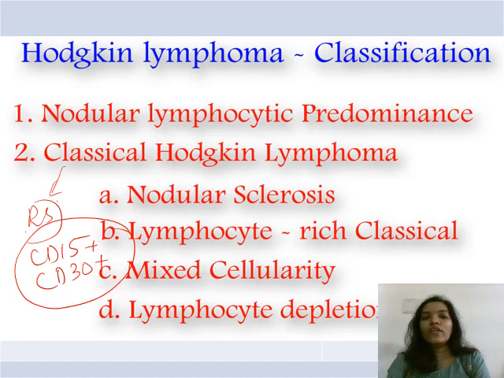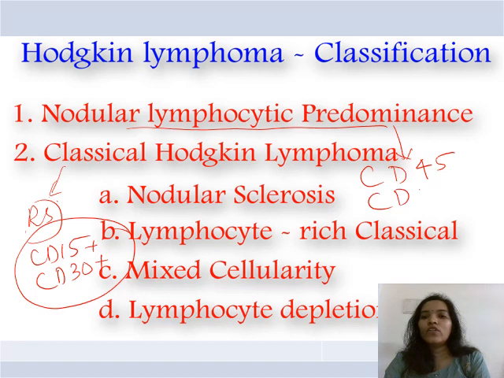When coming to the nodular lymphocytic predominant type, here the RS cells are CD15 negative, CD30 negative. These are CD45 positive, CD20 positive and BCL6 positive. So these will show cluster differentiation molecules CD45 and CD20 with BCL6 positivity, and in the classical form they show CD15 and CD30 positivity.